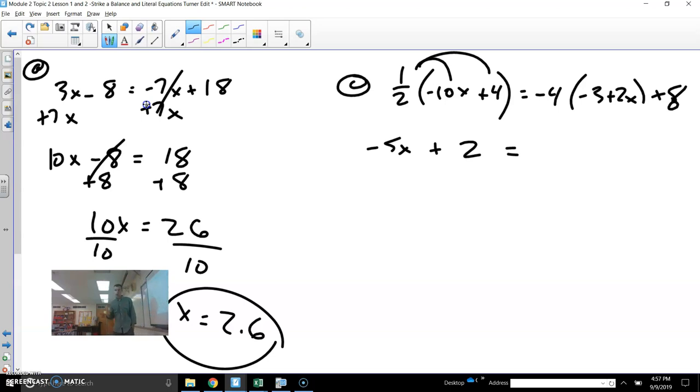And then I'm just going to keep on the right side distributing. -4 multiplied by -3 would be 12. -4 multiplied by 2x would be -8x, and then I'll also have plus 8.